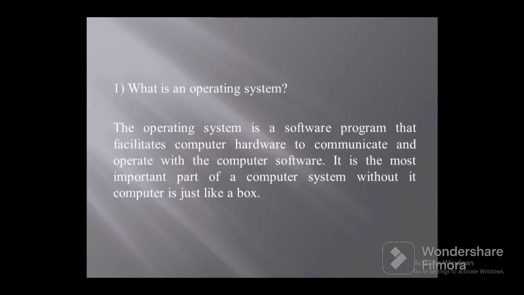So what is operating system? That should be the first question. An operating system is a software program that facilitates computer hardware to communicate and operate with the computer software. It means that it is a software program which helps to communicate between the hardware and the software programs of the computer.